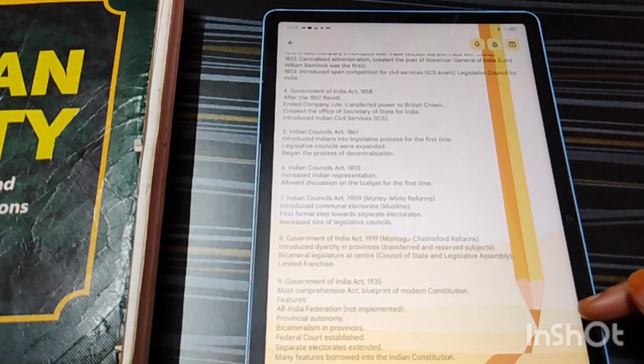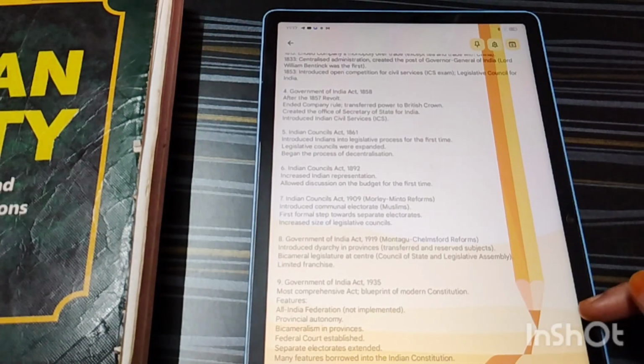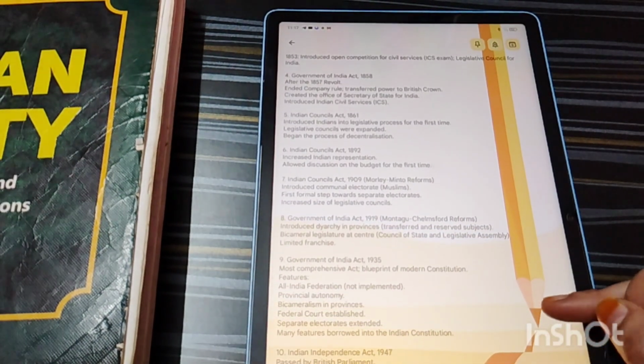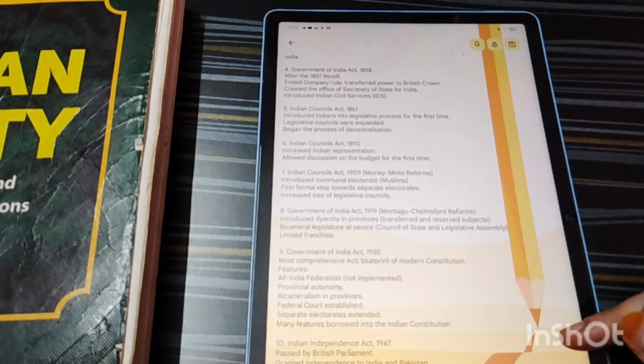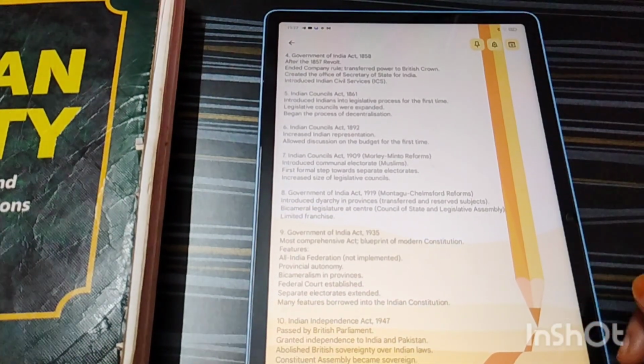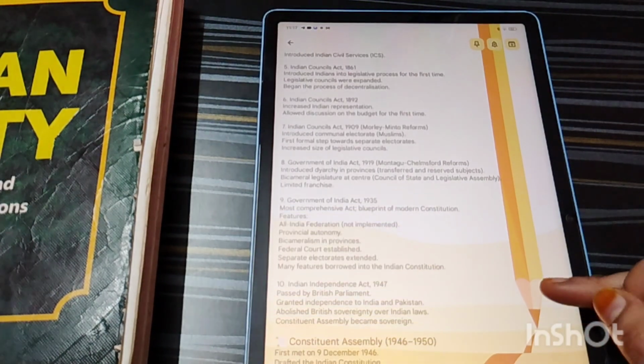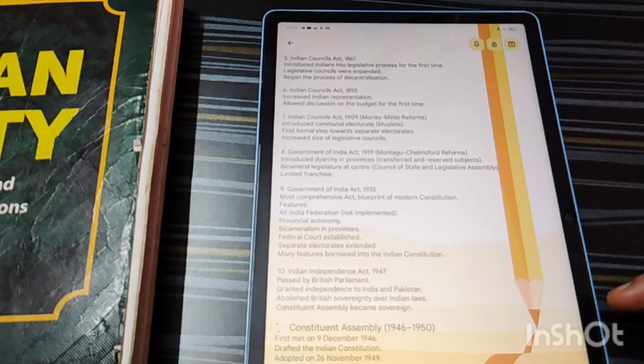The ninth one is the Government of India Act 1935. This was the most comprehensive act, the blueprint of the modern constitution. Its features: an All India Federation, which was not implemented; provincial autonomy; bicameralism in provinces; a Federal Court established; and separate electorates extended. Many features were borrowed into the Indian constitution.